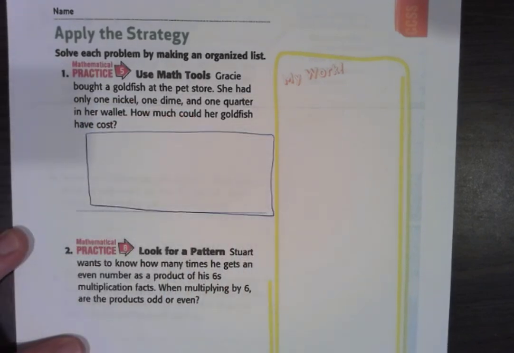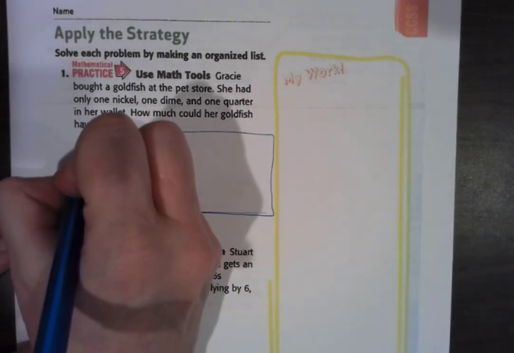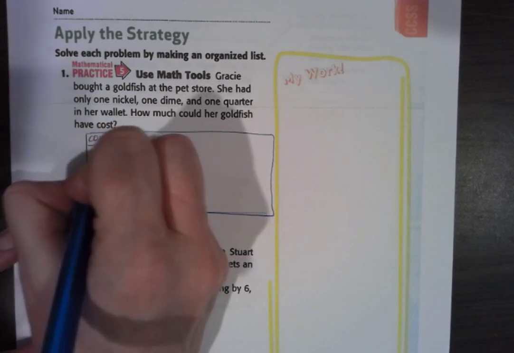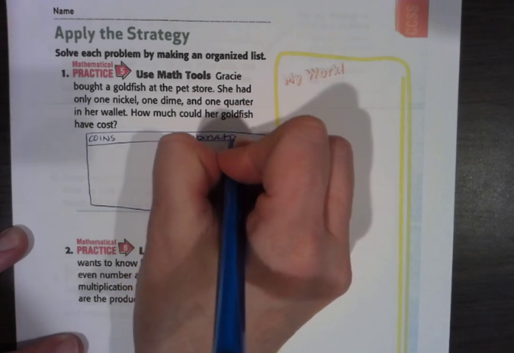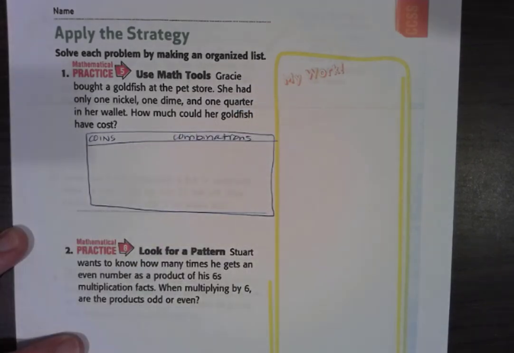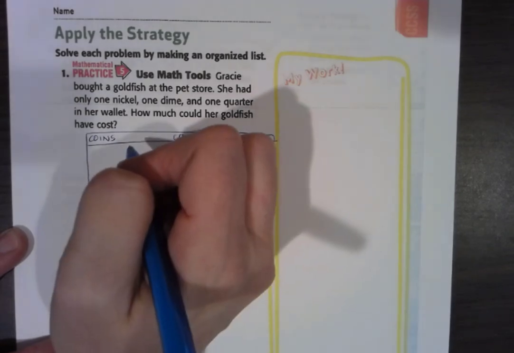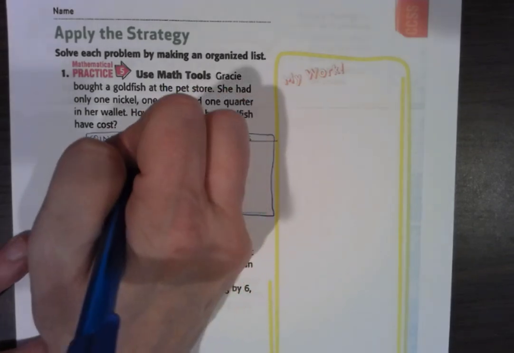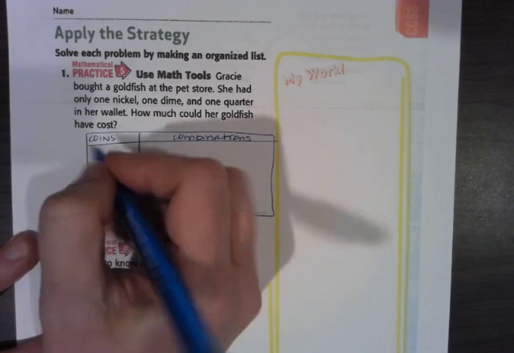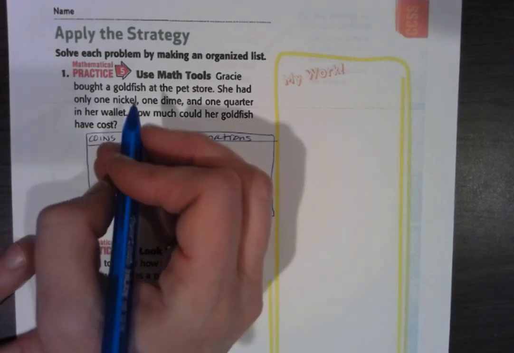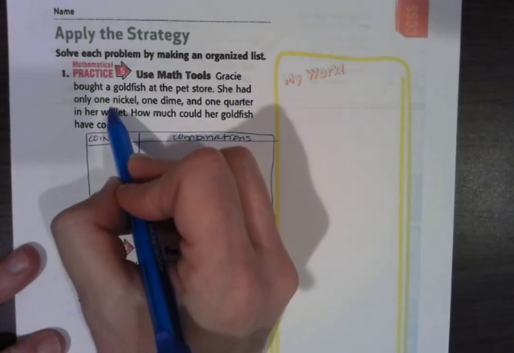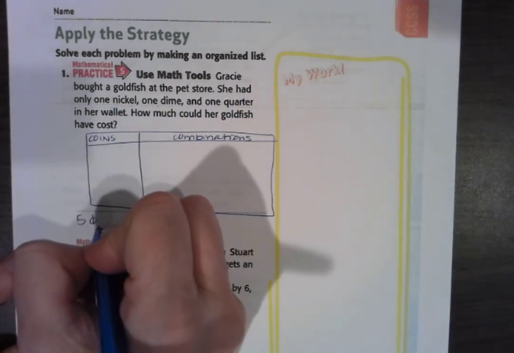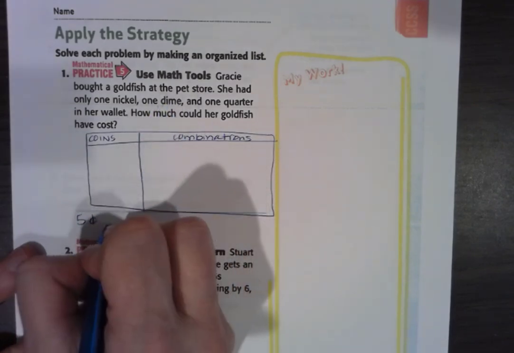Okay, and we're going to label it coins and combinations, and we're going to try to figure it out. So she could have used just a nickel, right? Because she had one of those. She could have used just a dime and just a quarter.